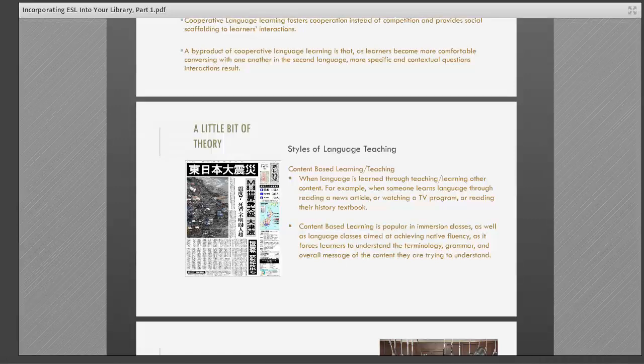is popular in immersion classes, as well as language classes aimed at achieving native fluency, as it forces learners to understand terminology, grammar, and overall message of the content that they are trying to understand at that moment. So this is really, really good if you want to achieve native fluency in a language. Okay.